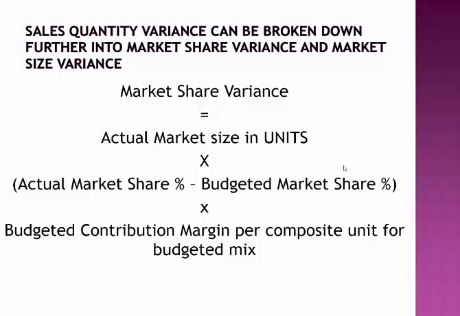If our budgeted market share was higher than our actual market share, then we're going to have an unfavorable variance, right? All right, so vice versa, what would we have? How could we have a favorable market share variance? Our actual market share was greater than our budgeted market share.